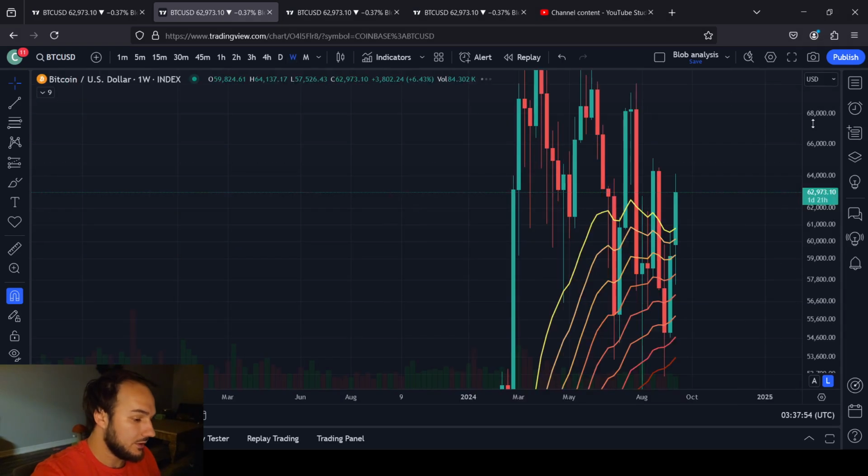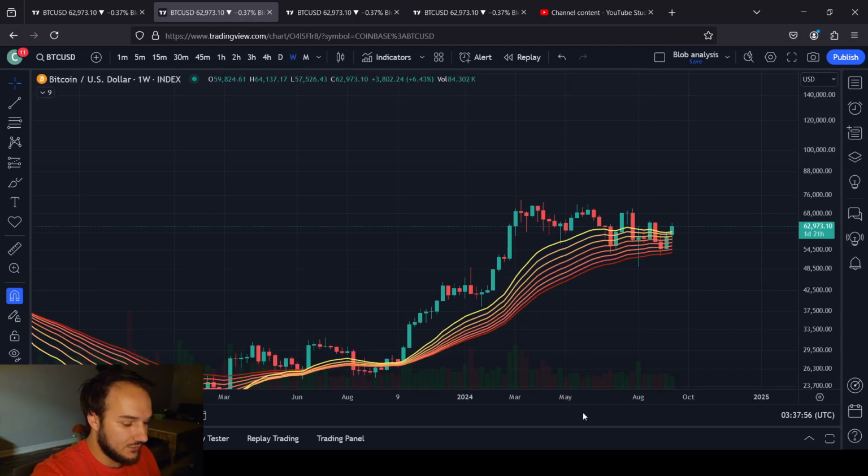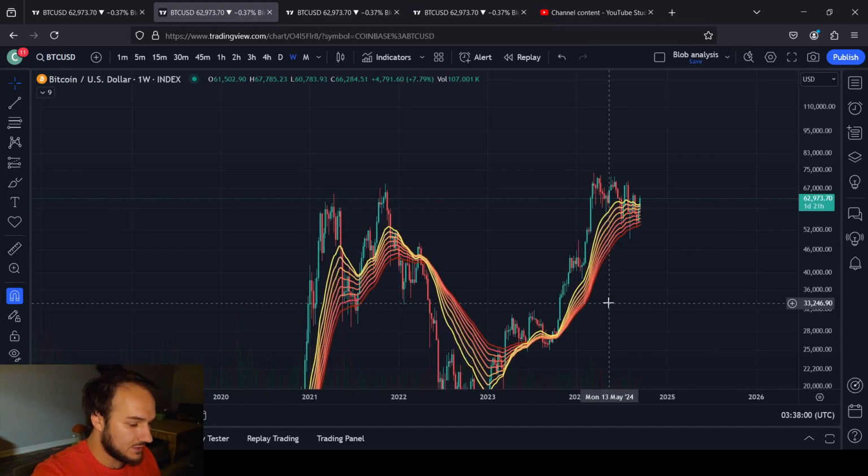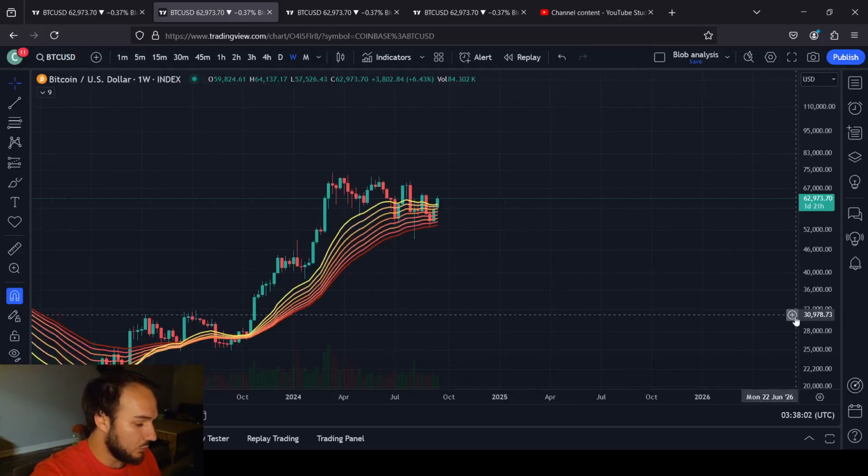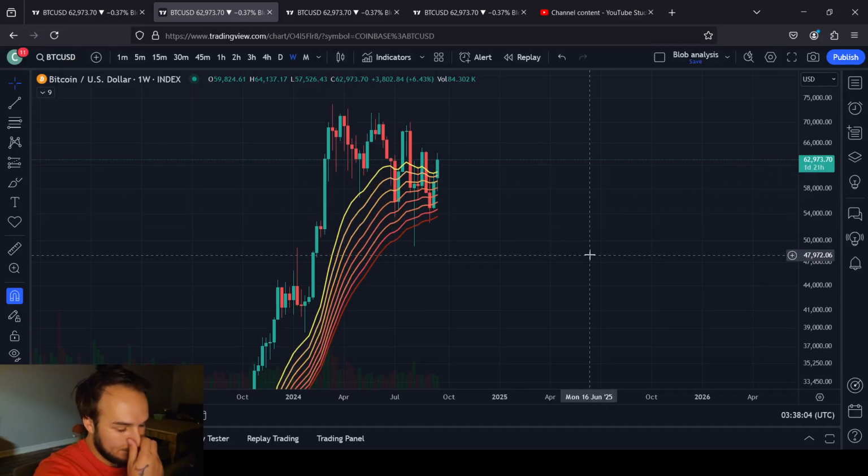Let's look at the weekly. Weekly is condensing, very tight, yes. And it's looking like we're going to get a week to close out of it this week, right?